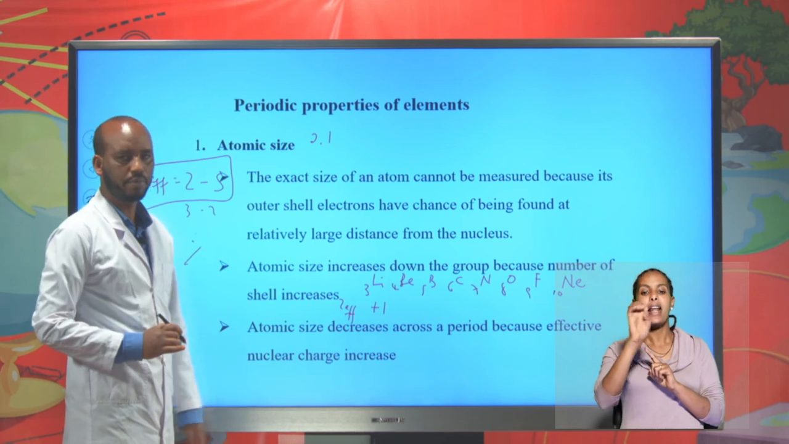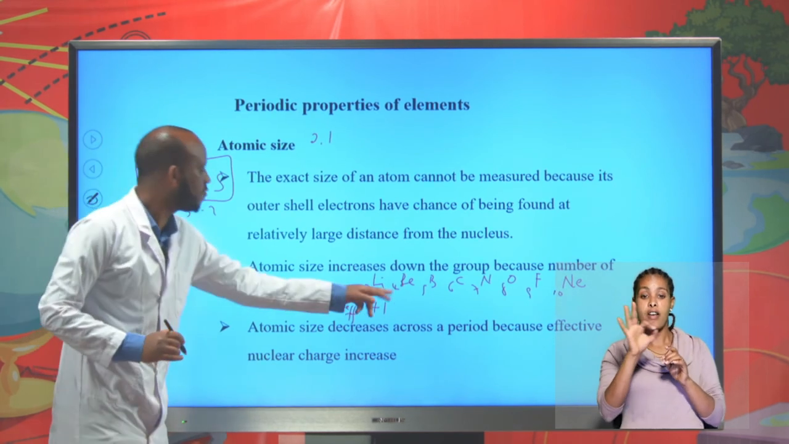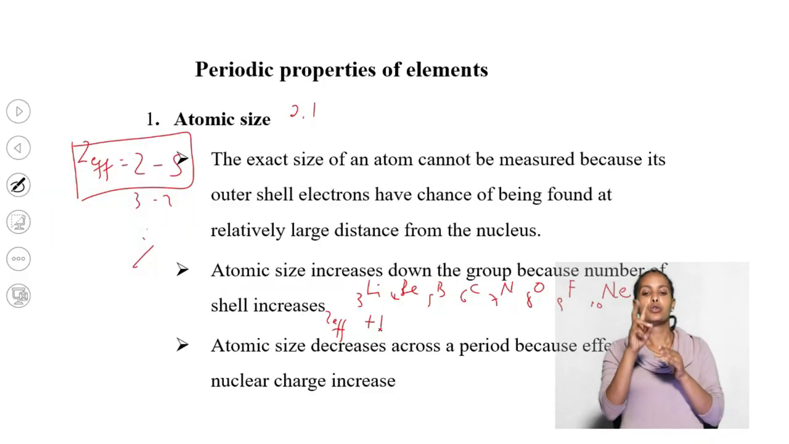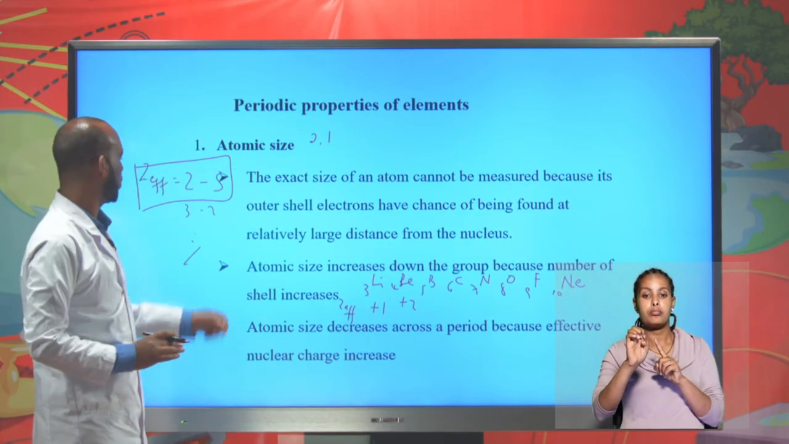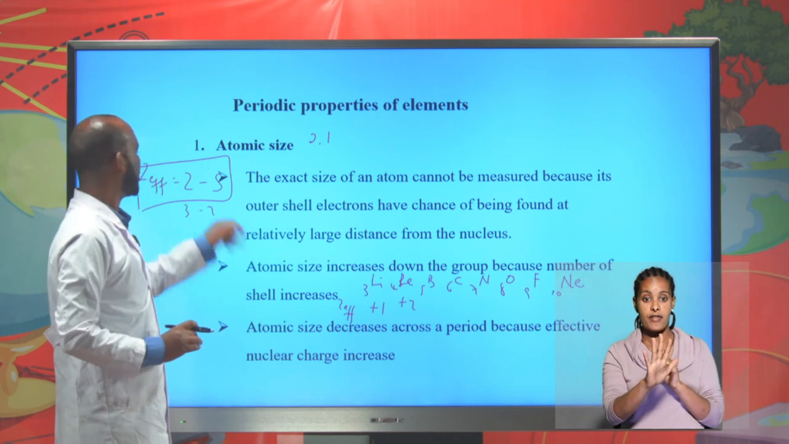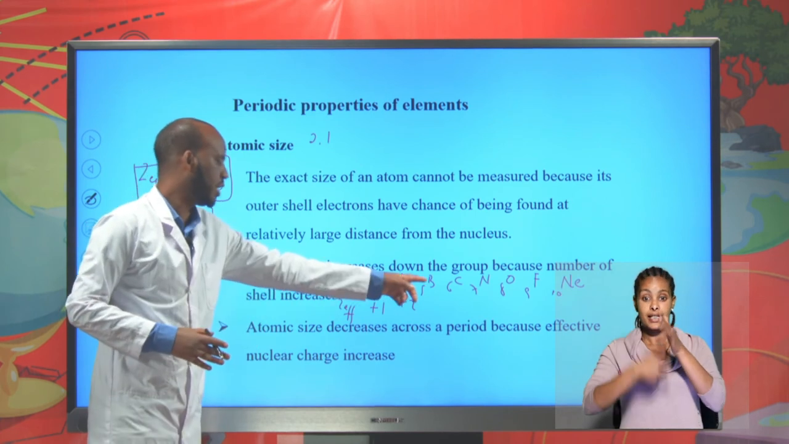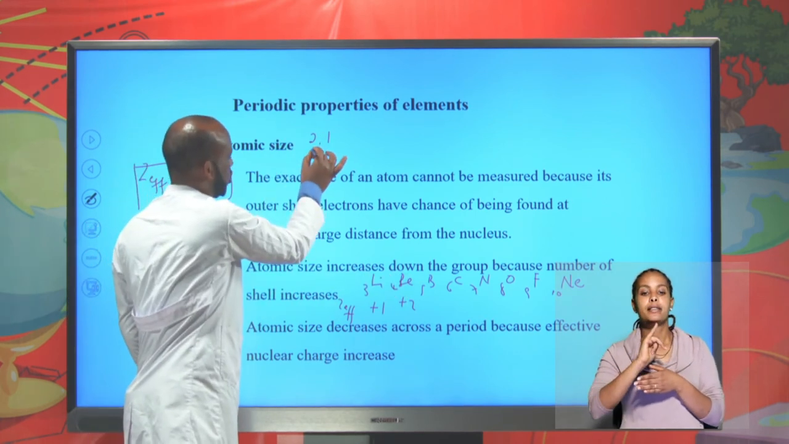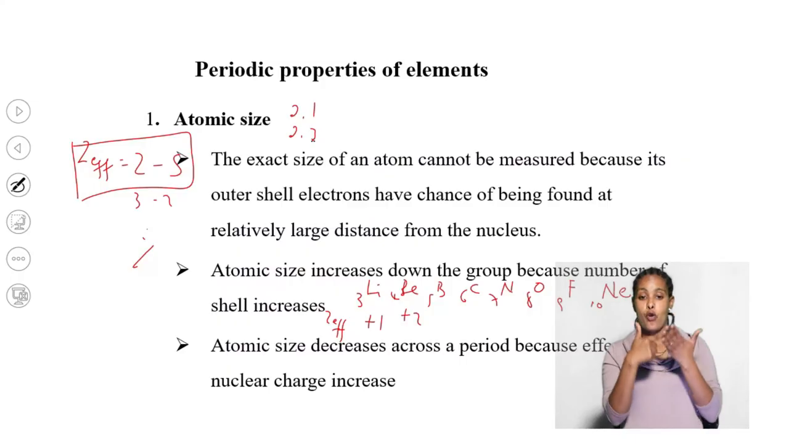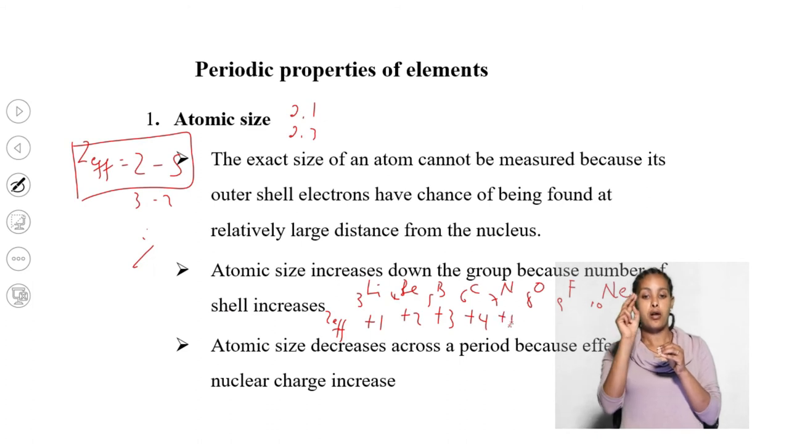For beryllium, the effective nuclear charge is nuclear charge 4 minus shielding electrons 2, which is plus 2. For boron, the effective nuclear charge is nuclear charge 5 minus the shielding electrons, the electrons that cover the valence electrons. The electronic configuration of boron is 2-3. Therefore, 5 minus inner electrons 2 is plus 3. For carbon, plus 4. For nitrogen, plus 5. For oxygen, plus 6. For fluorine, plus 7. For neon, plus 8. You see?